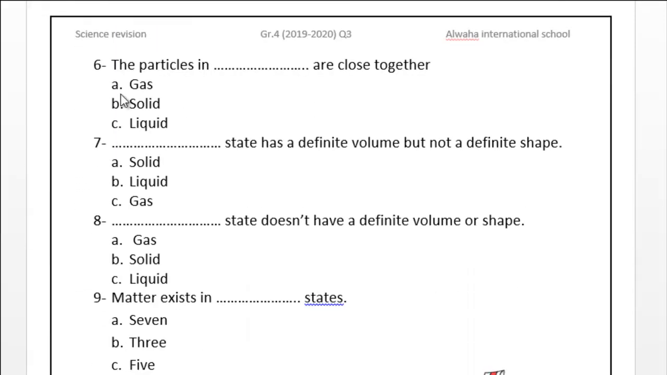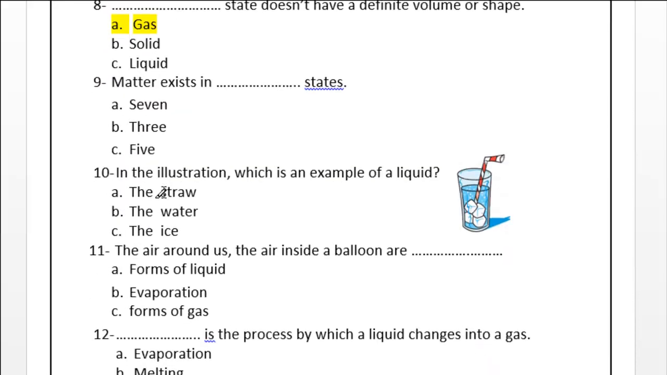Condensation is the change of matter from gas into liquid. Okay. Number 6, the particles in are close together. That's right, in solid the particles are close together. A state that has definite volume but not definite shape is called liquid. Number 8, a state that doesn't have a definite volume or shape is called gas. Number 9, matter exists in 3 states, that's right.